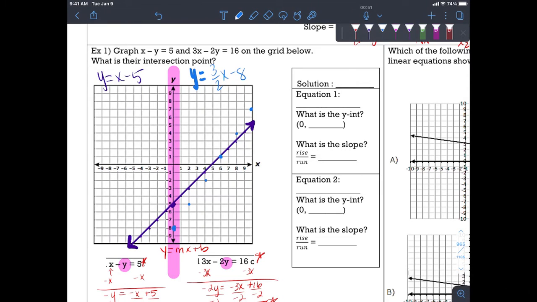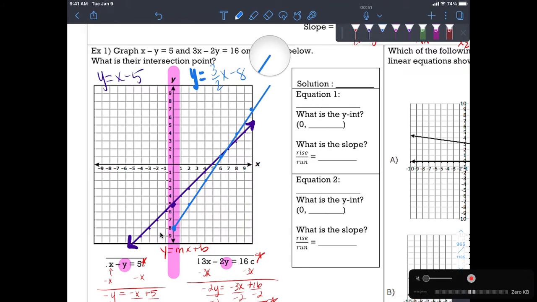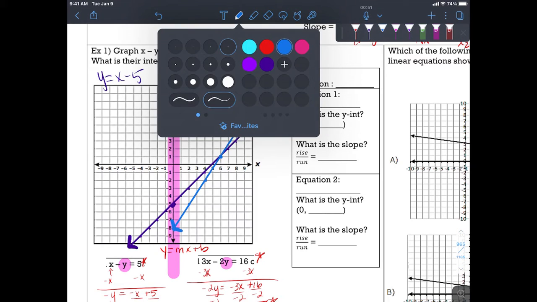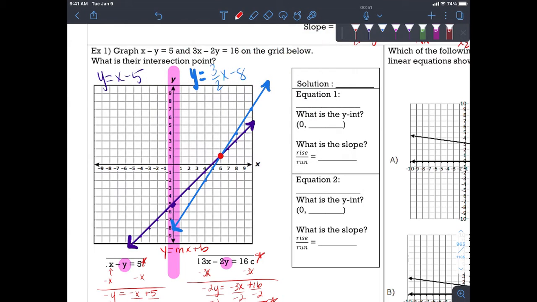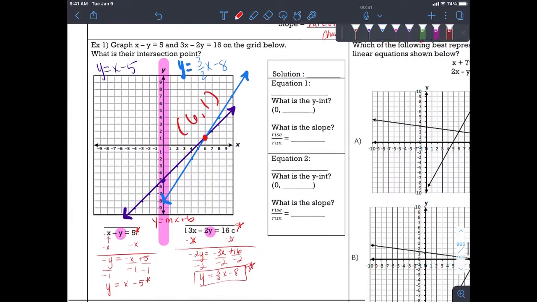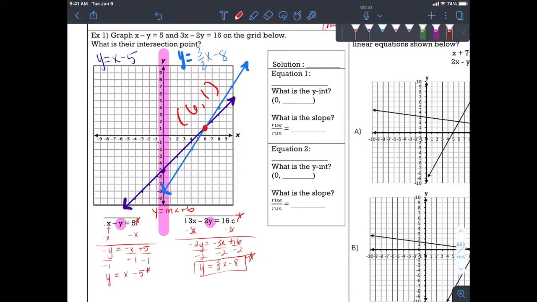So let's go ahead and connect all these guys together. And there is my line. All right, so now I'm going to take a look at this and decide where in the world is my solution. And it looks like they cross over right here at 6, 1. So that is it. That's my solution. This is a consistent independent system with one solution.